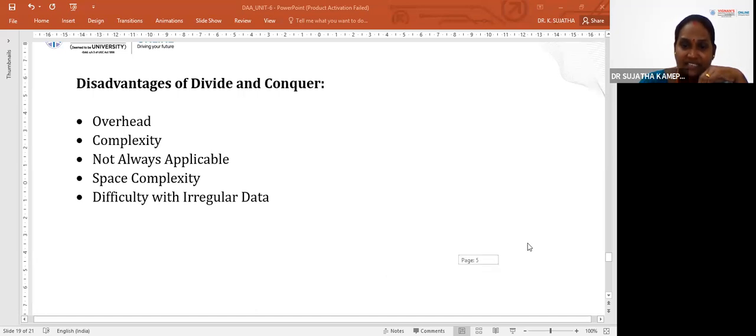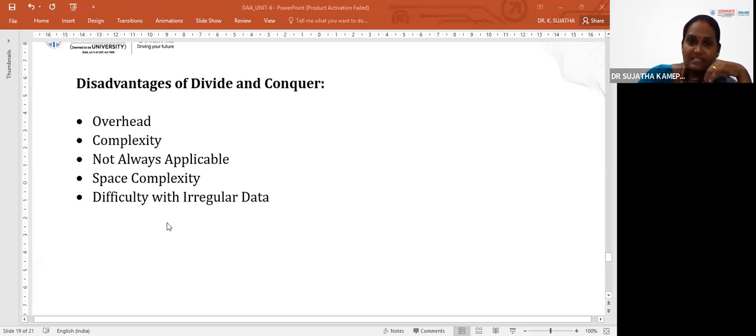Coming to the disadvantages: overhead is one disadvantage, then complexity, not always applicable, space complexity, and difficulty with irregular data. Coming to each disadvantage, overhead. The divide and conquer strategy can introduce overhead due to the recursive nature of the function. Recursive function calls and combining results can lead to increased memory and time overhead.